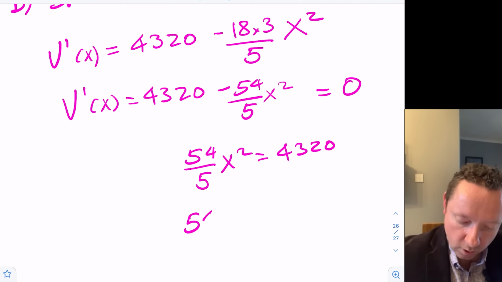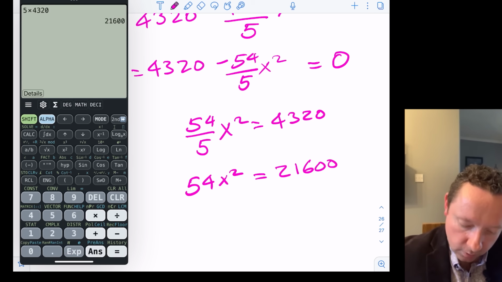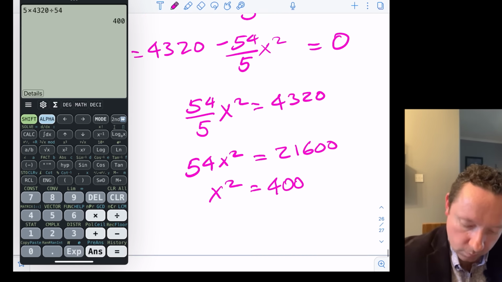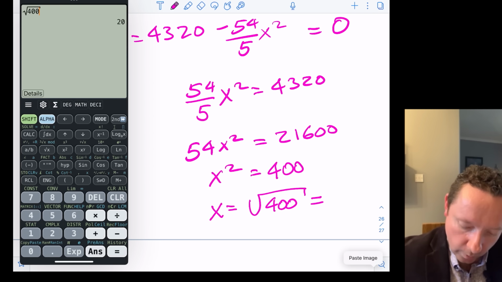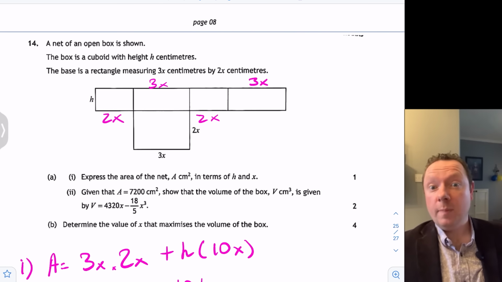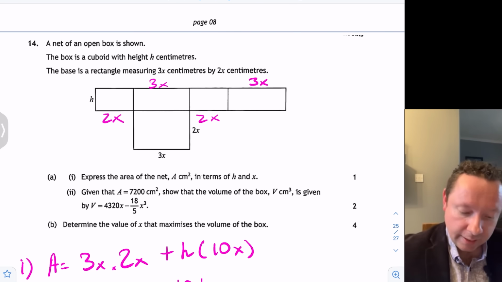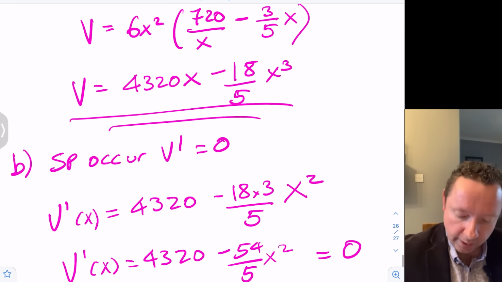So actually 54 x squared equals 5 times 4320, which is 21600. So x squared, divided by 54, is 400. So x is the square root of 400, which is equal to 20. Now just a little note on this: it's actually equal to minus 20 as well, but you can't have a negative length, so it's only 20 that we're picking. So it's just 20 we're looking at.